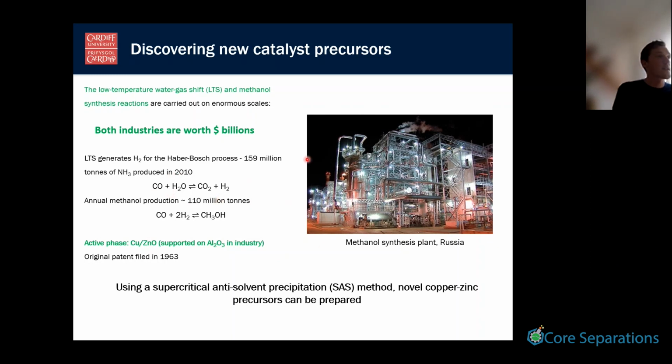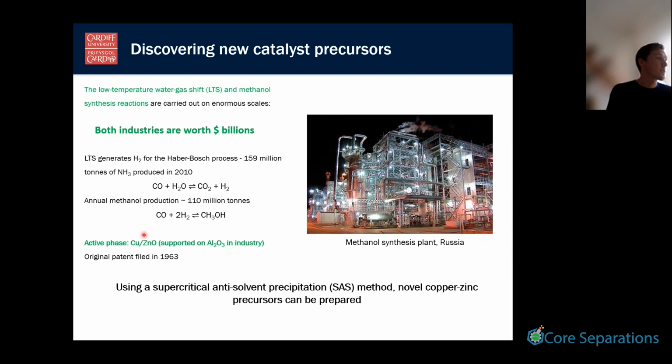So you can see from the photograph on the right-hand side, this kind of chemistry, this kind of process is done on an enormous scale. The industry is worth billions. Over 100 million tons of ammonia is produced every year. That's over 10 years old now. Methanol production is also enormous. And so the hydrogen we generate in this reaction is then fed into the Haber-Bosch process, which produces the ammonia, which I touched on at the start of the talk. The original patent for this was filed in 1963. So it's a very mature topic as far as catalysis is concerned.